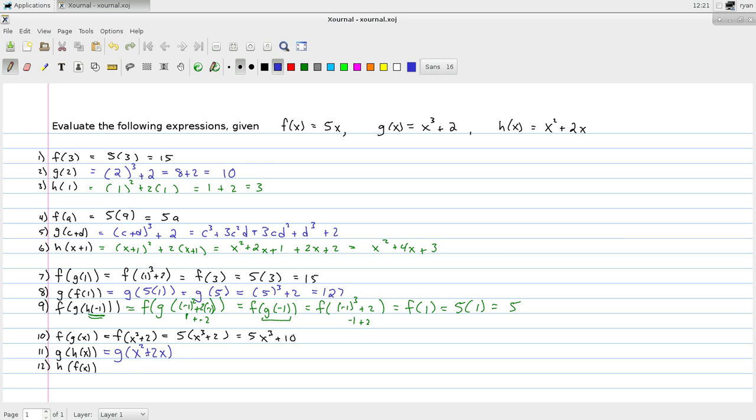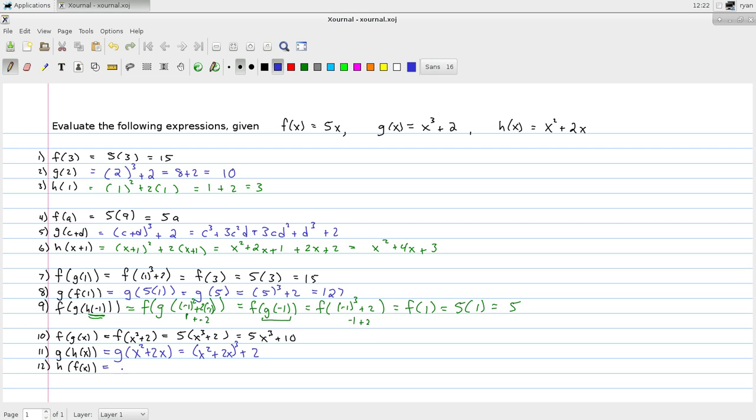Now that we've simplified the inside function as much as possible, we're going to plug that into the g function. So we go to g of x, which is x cubed plus 2. We're going to replace every x that we see here with x squared plus 2x. So this gives us, normally we would have x cubed plus 2, that's the definition of g, but we replaced x with x squared plus 2x. Now we could distribute this out, but this is starting to get really messy, so we can leave this as it is.